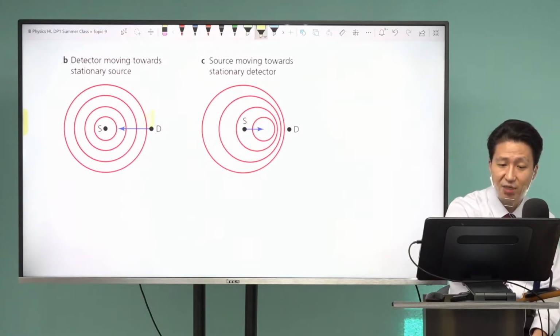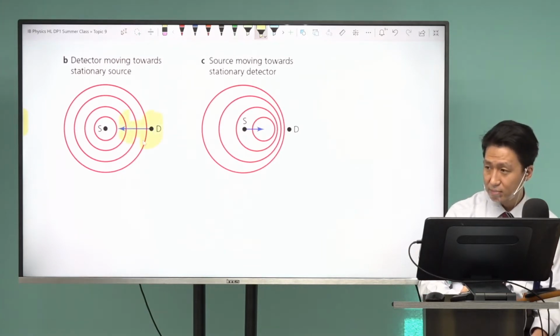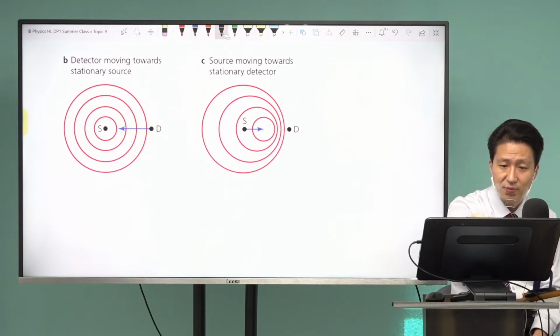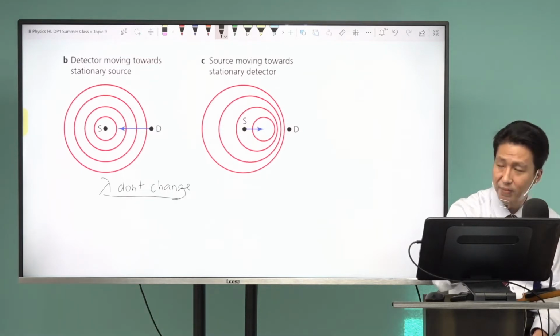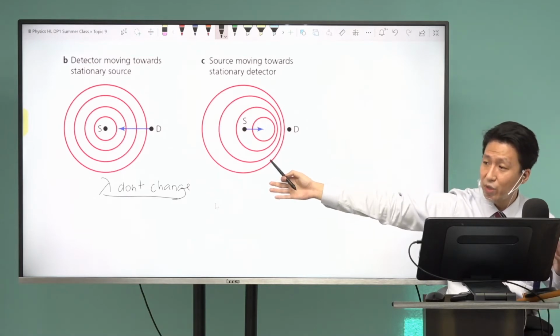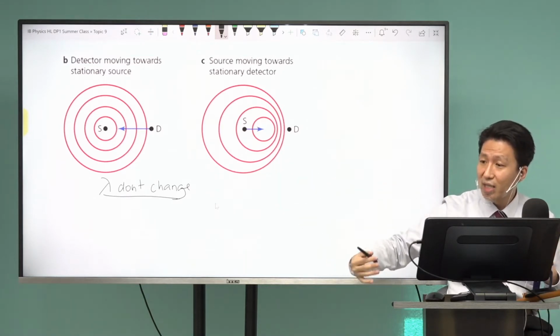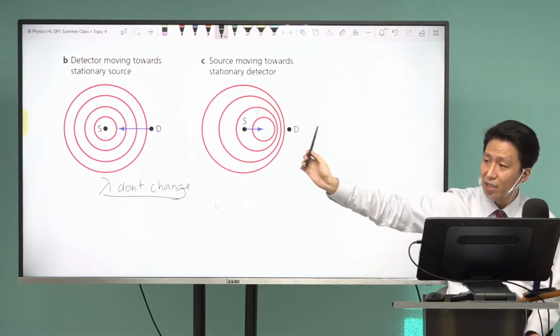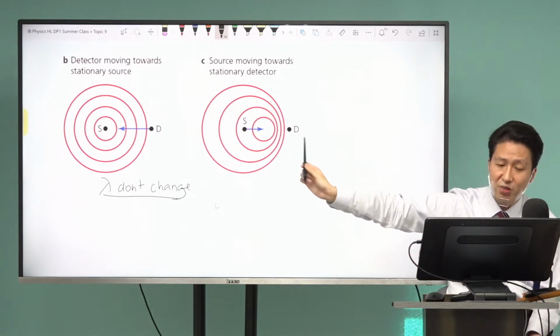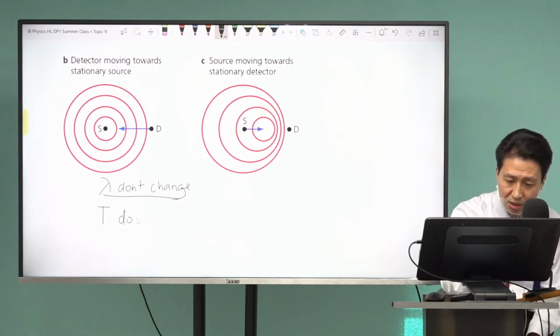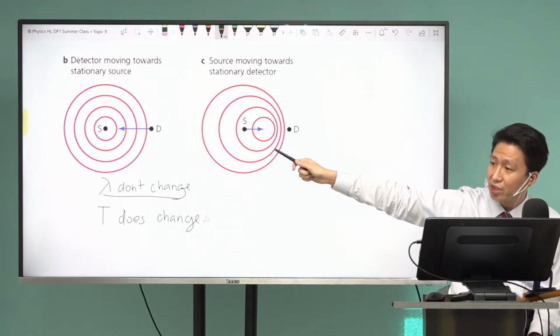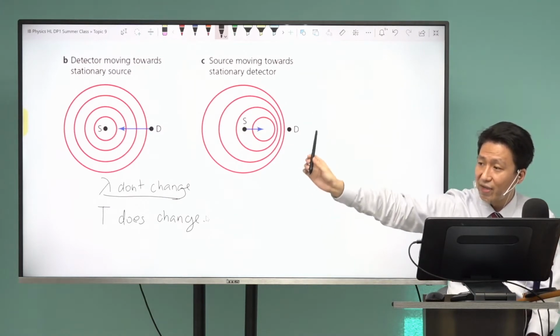The first example is if the detector moves towards the source. In this case, the wavelengths don't change, right? The actual waves aren't being distorted. What is being distorted is the time it takes to hit each of the wavelengths, of the wave fronts, I mean. So the period does change. If you're moving towards it, you will hit consecutive wavefronts faster, right?